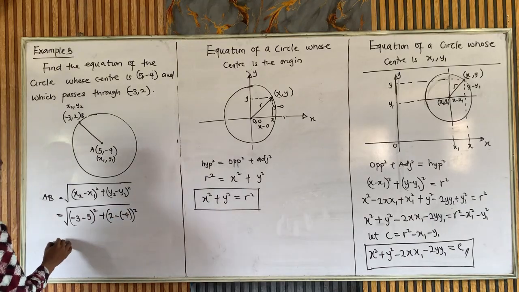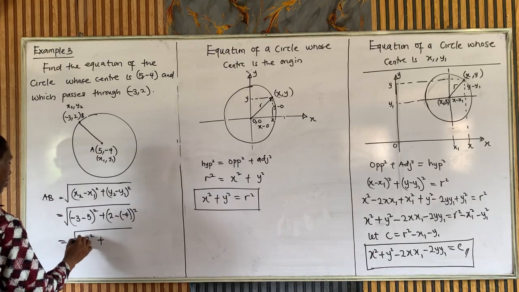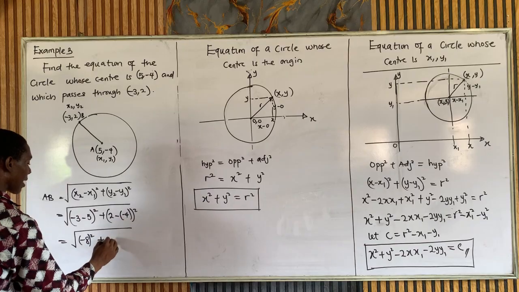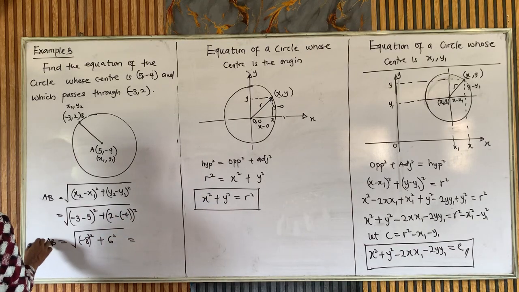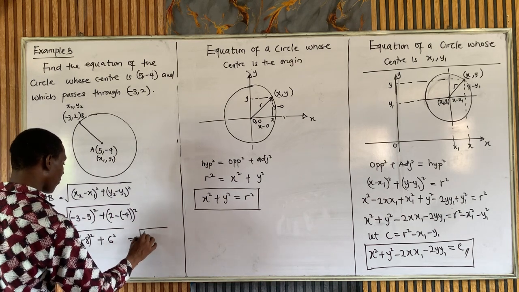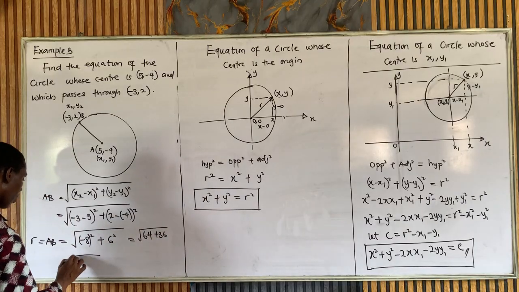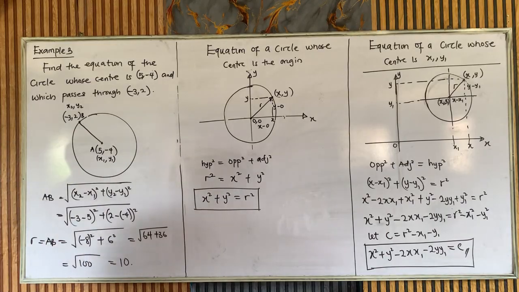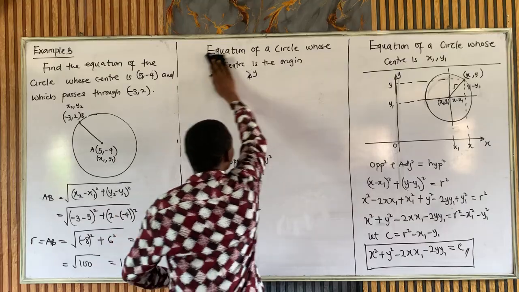squared as well. This is going to give us minus 8 squared plus minus 8 all squared, plus 2 plus 4, that's 6 squared. And so we can say our AB, which is our radius, is equal to the square root of 64 plus 36. And that will give us the square root of 100, which is 10. So I've gotten my radius to be 10. Now, let's proceed.